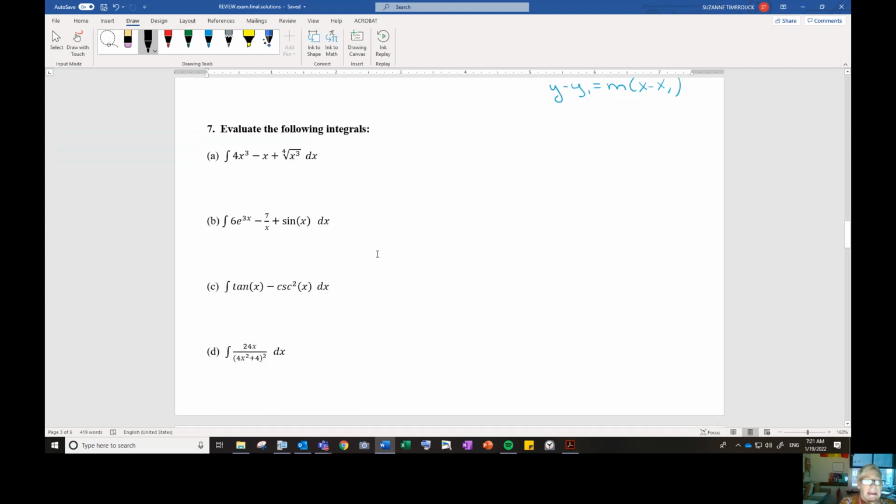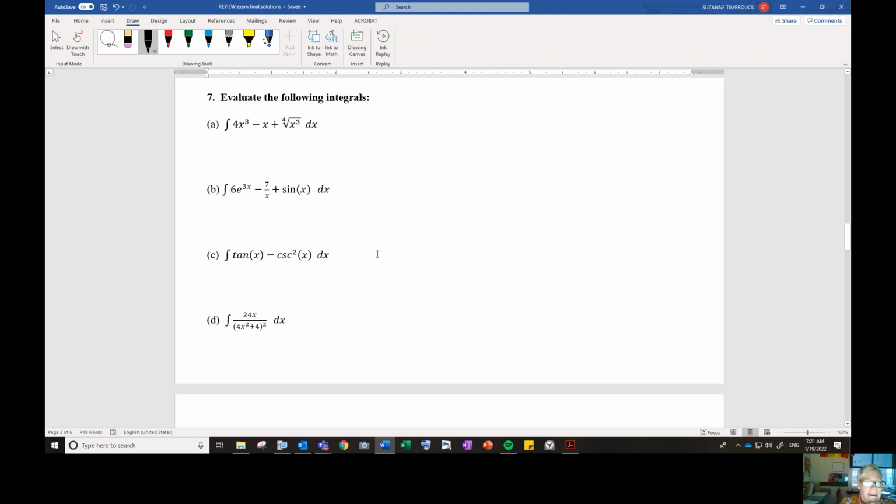And then you're going to be asked on the final to just evaluate a bunch of integral problems. So let's do that. Anti-differentiate. So now we're working backwards. We're adding 1 to the exponent and dividing by the new exponent. And that's how we're going to find big F of x.